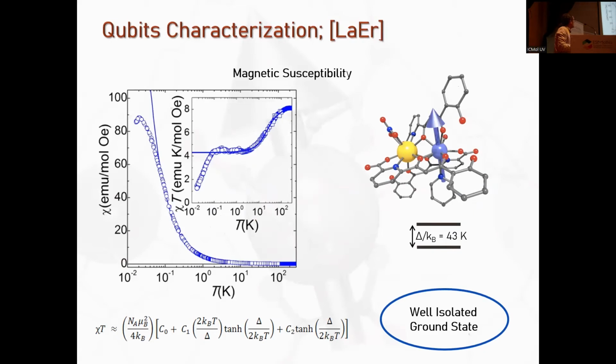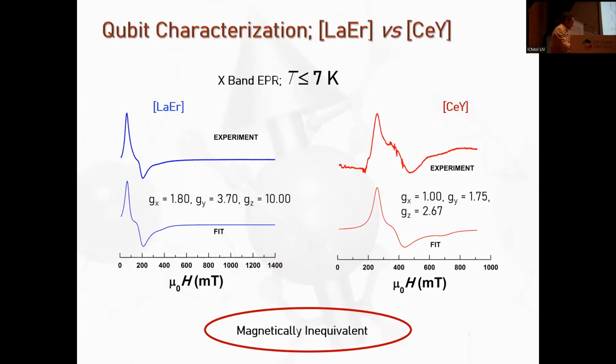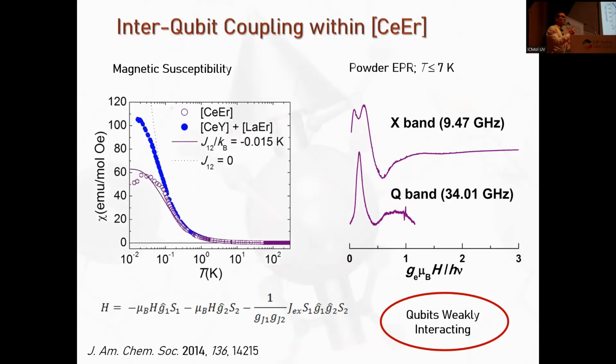This work allows us to characterize the doublet of each of the qubits, of the erbium in this case, of the cerium in this case, as I mentioned. Also, by EPR, this set of data allows us to make a good characterization of the qubits and also compare the addition of the properties of these two qubits with the response of both qubits when they are together in the same molecule.